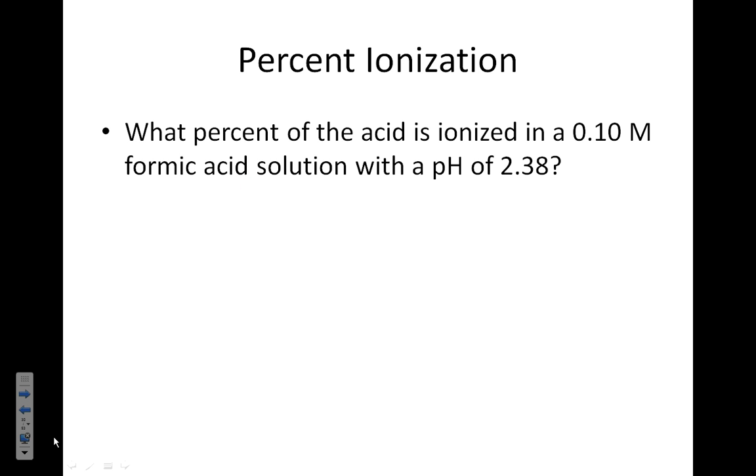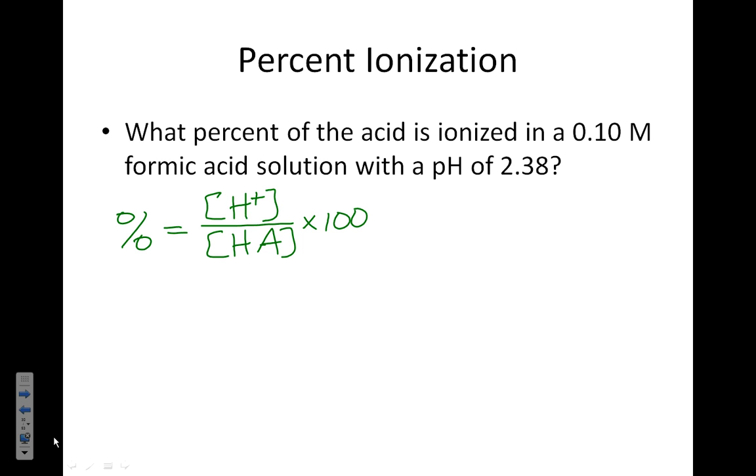So we're going to do a practice problem with this. What percent of the acid is ionized in a 0.1 molar formic acid solution with a pH of 2.38? Percent ionization, part over whole. H plus, that's our part. HA, that's our whole, times 100.